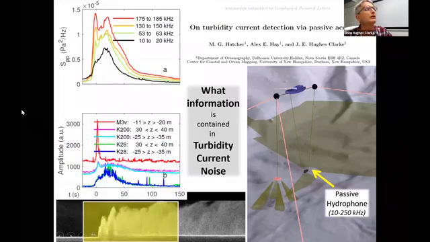Passive hydrophone. What we're looking at is, this is seconds. So that's the head of the flow. Within about 40 seconds, the whole flow passes us. So it's a very, very rapid event.